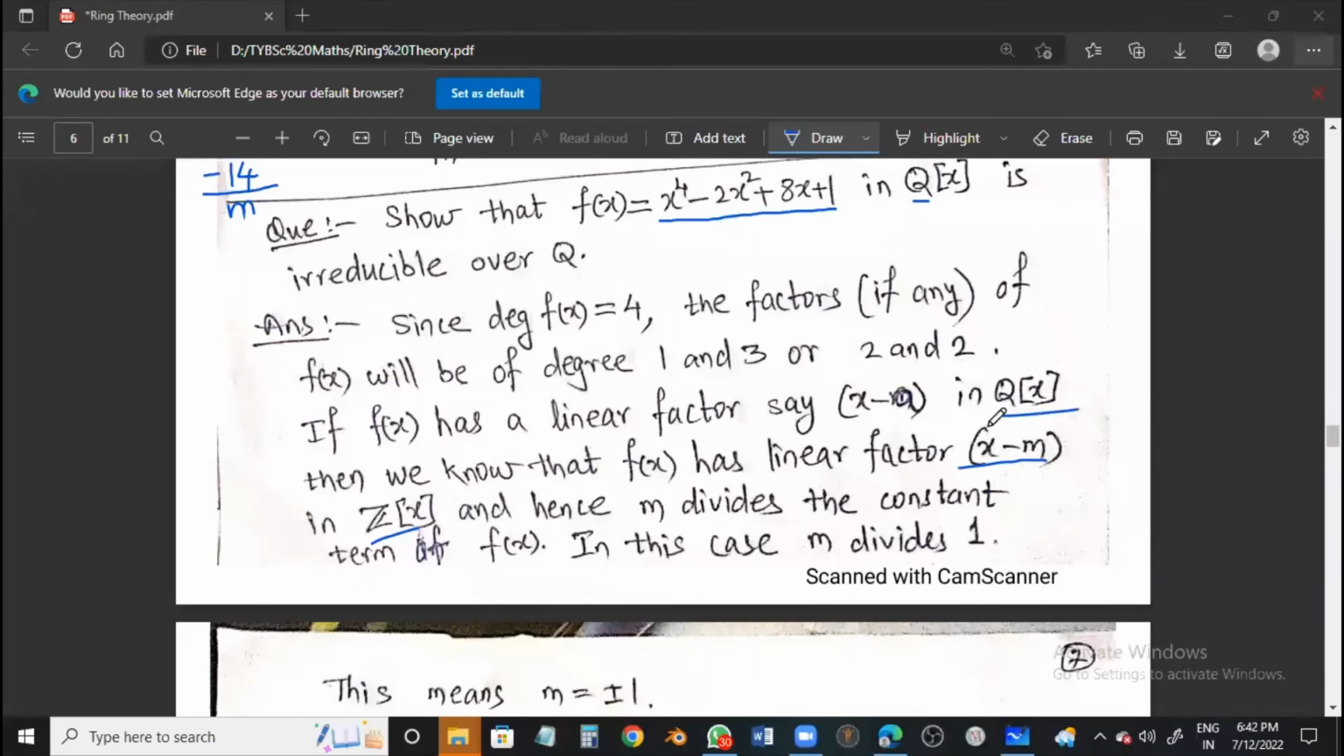A degree 1 polynomial will be of this pattern, x minus a in Q of x. Whenever it has a factorization in Q of x, at the same time we have the same kind of factorization in Z of x also. If I'm having a linear polynomial in Q of x, I get a linear polynomial in Z of x. What is this actually? By saying a linear polynomial in Q of x, I mean x minus a rational number. And x minus m in Z of x means x minus an integer. That is the only thing. Followed me?